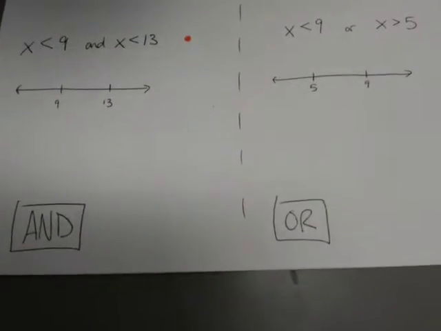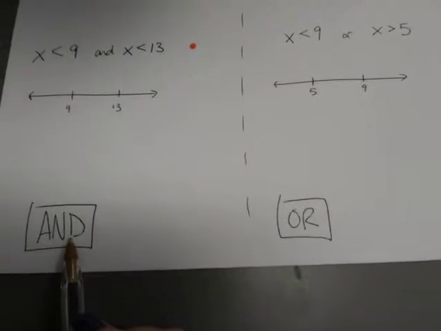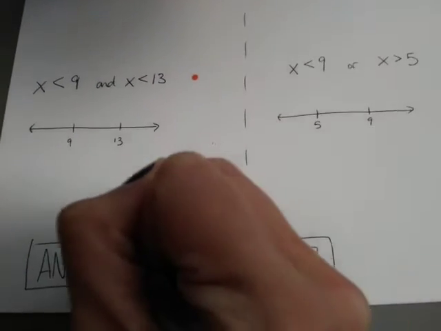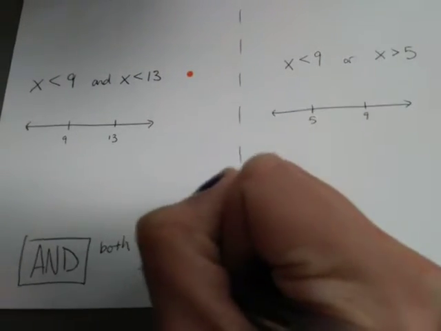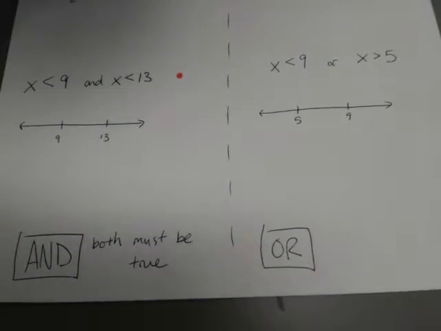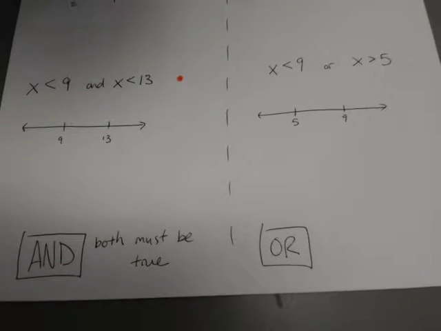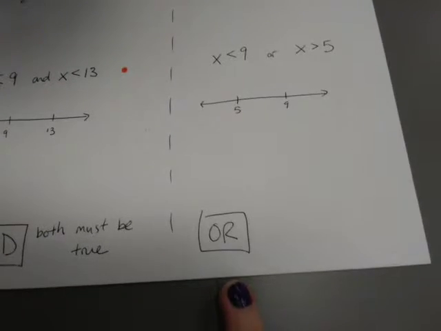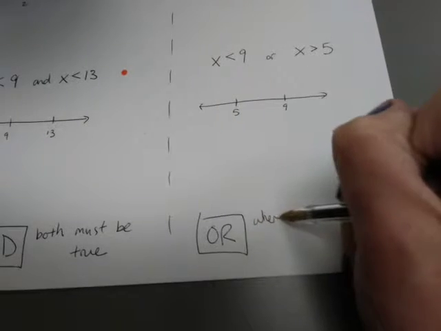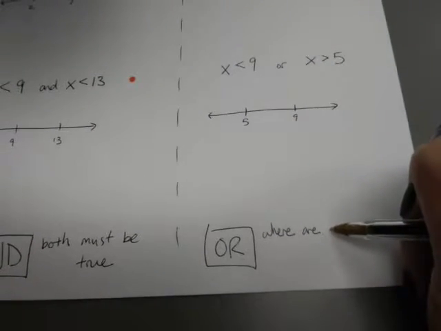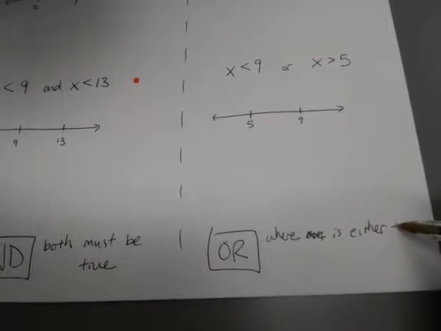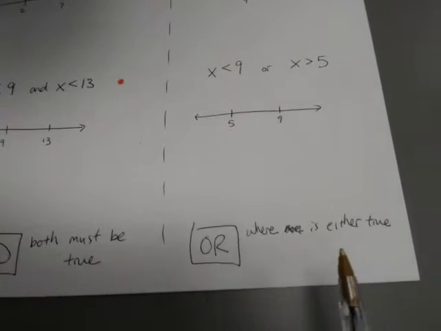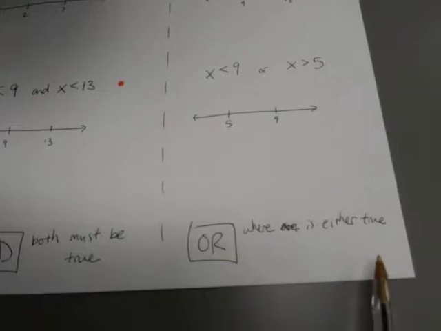So real quick, the difference between these two. And means that when I have two pieces involved, both must be true. So I only want to know where my answers are such that both pieces are true. If it is or, I want to know where either is true, really. So it could be both, but it could just be one or the other.